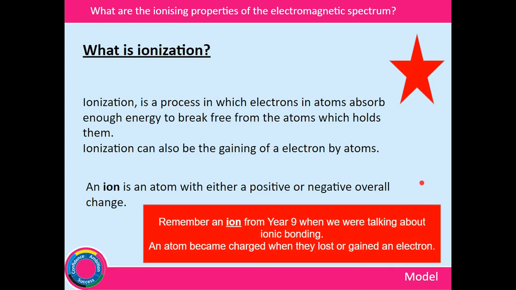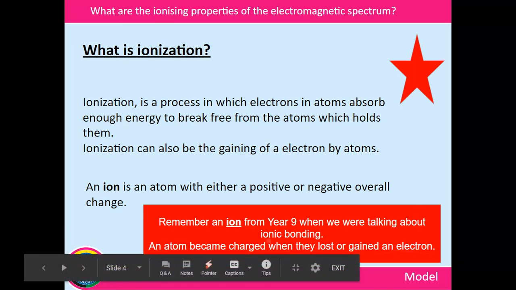So, the little bit at the bottom says, remember an ion from Year 9 when you were talking about ionic bonding. This is where, as I was just saying, sodium becomes plus. If you were bonding that to chlorine, chlorine would gain that electron and become 1 negative, so that would be Cl minus. And when you put them together, because one has a positive charge and one has a negative charge, they cancel out each other. And that is where the ionic bonding comes from.